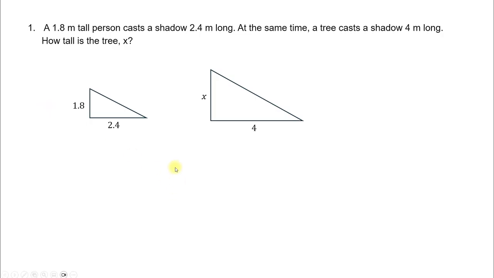Well, the whole basis for figuring out this question is to rightly assume that the ratio of a shadow to a person is going to be the same as a shadow to a tree. So we're simply setting up a ratio here. 1.8 over 2.4 equals x over 4. We do some cross multiplication, solve for x, and end up with a value of 3 meters. So the tree is 3 meters high.